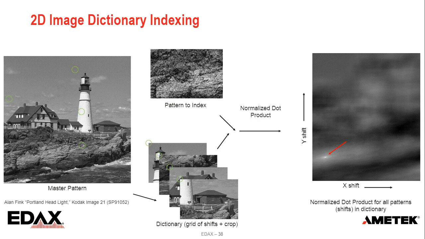So here the green circles are showing some translations, and then on the bottom there is a translated plus cropped image according to those. And then if you evaluate the normalized dot product for all possible translations, that's what this image on the right is. So our indexing would be to do this in 3D for orientations, and then pick the peak, which is this point here, and that's our orientation.